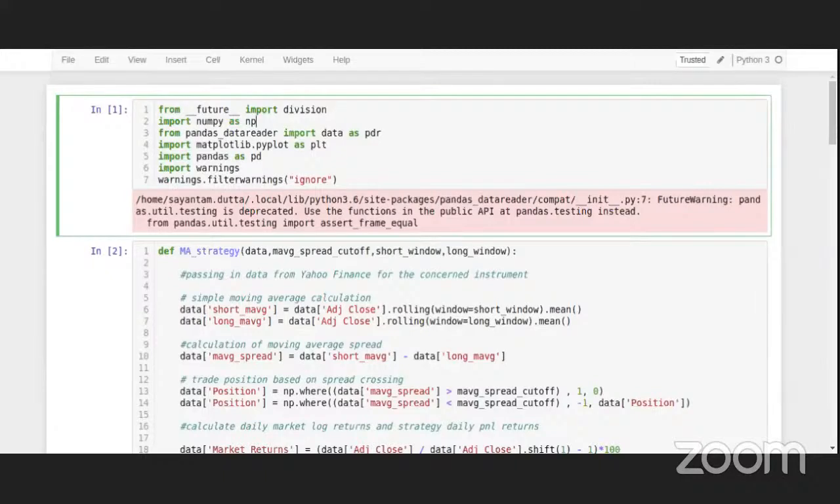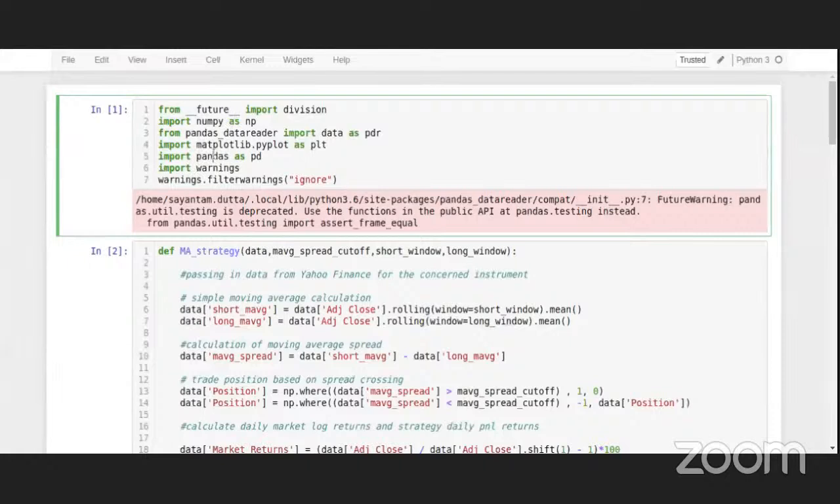Then the NumPy library is there. NumPy is numerical Python. This is the library that is used for all numerical tasks in Python. This is a pretty widely used library. Then comes Pandas data reader. Pandas data reader is a library which gives stock data from Yahoo Finance. Then there is the Matplotlib library. Matplotlib is used for plotting purposes.